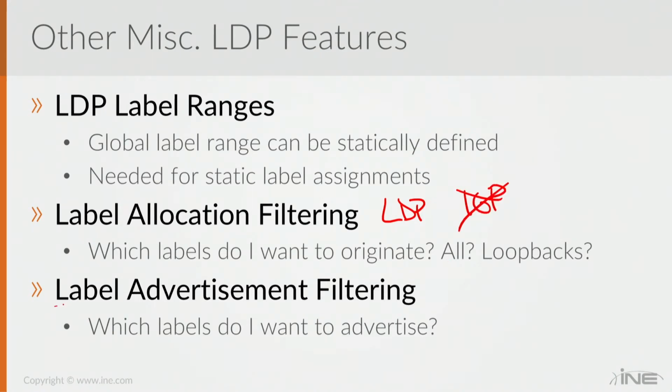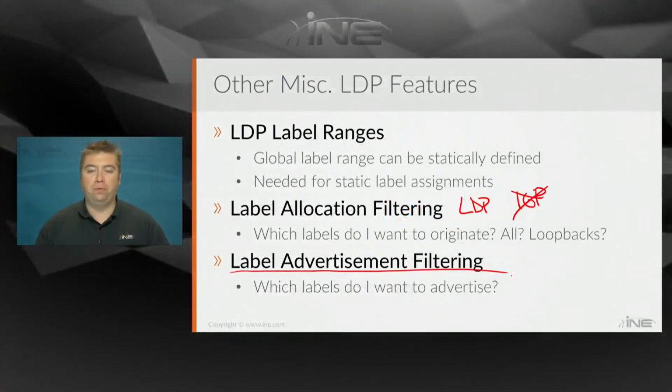Okay, the other one, which is less common, is the label advertisement filtering. This was implemented before they had the function to do the allocation filtering, and this one can be dangerous because there can be a device in the middle that you're learning a label from somebody else and then you filter it out from the other neighbors.